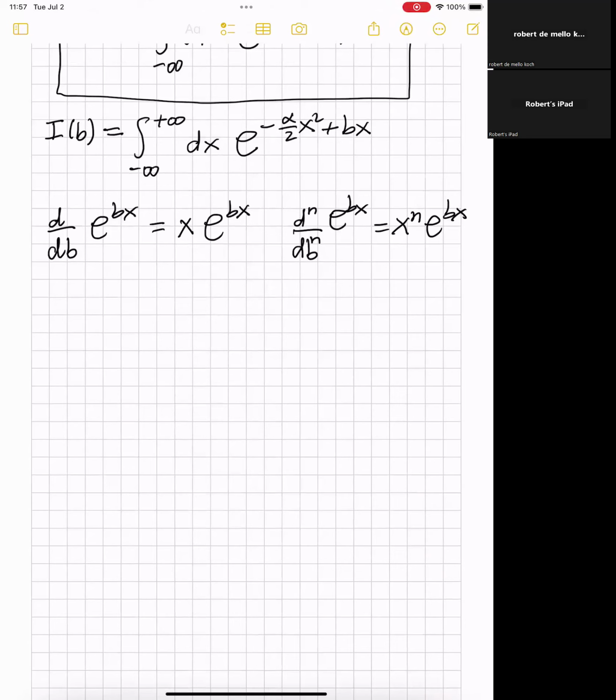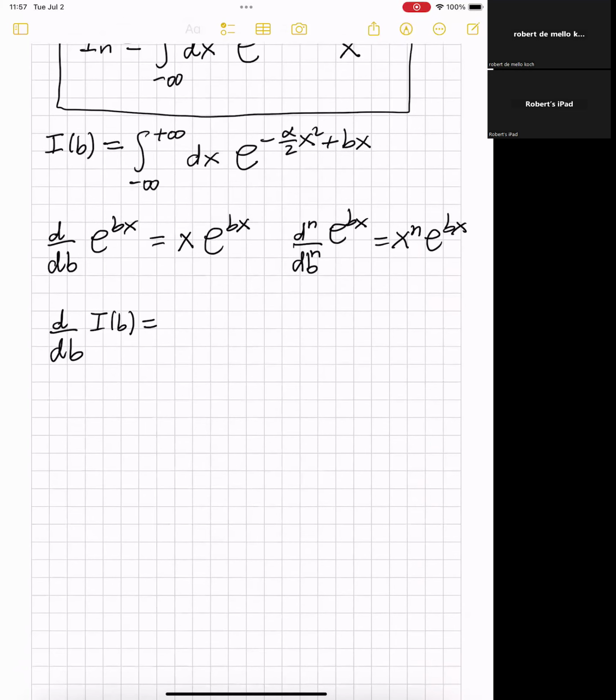Now, I am going to imagine taking the derivative with respect to b of I of b. So look at this expression for I of b here. I can easily take the derivative into the integral because nothing depends on x. It's just a d by db. And then what am I differentiating? Just e to the minus alpha over 2 x squared plus bx.